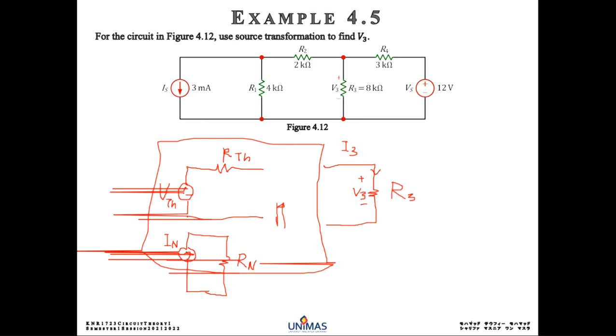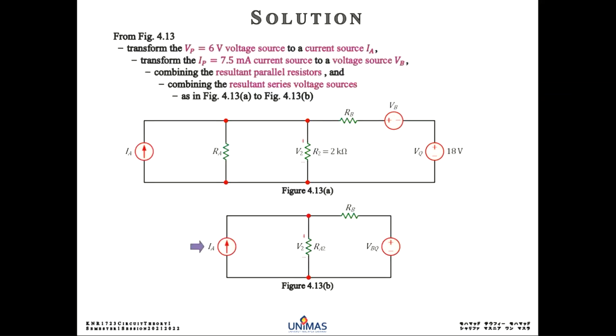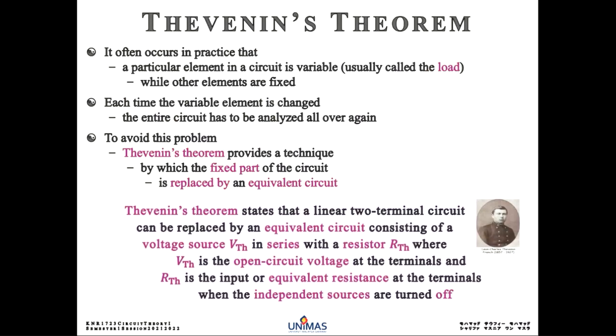You try to grasp the idea, and then that is what we're going to do in the next part, which is the Thevenin theorem. The Thevenin theorem says that a linear two-terminal circuit can be replaced by an equivalent circuit consisting of a voltage source VTH in series with a resistor RTH. So what is the VTH? It is the open circuit voltage at the terminal, and RTH is the equivalent resistance at the terminal when all the independent sources are off.